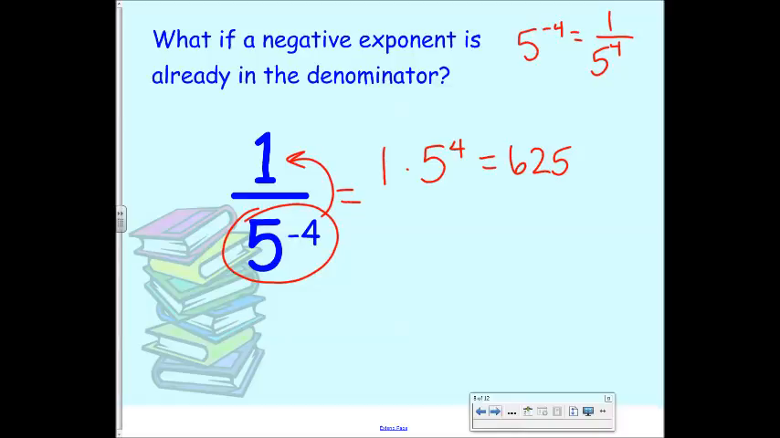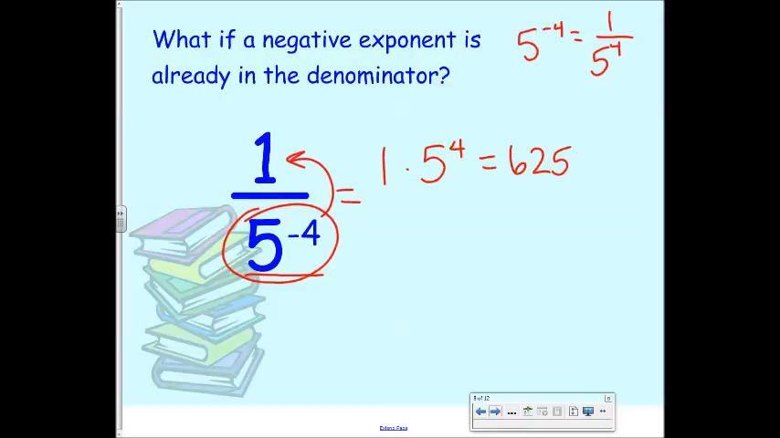Brennan? You're only moving the base and the exponent. So if the exponent is negative 4, you're not moving the 5? No, that's the base. So you're moving the base and the exponent, but when you move it, what happens to the sign? Oh, so you're not flipping it? You're not flipping it, you're moving it.